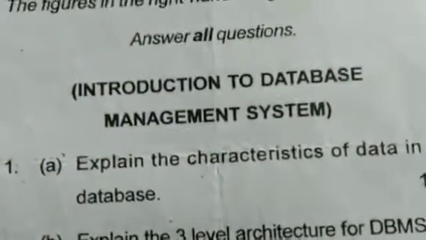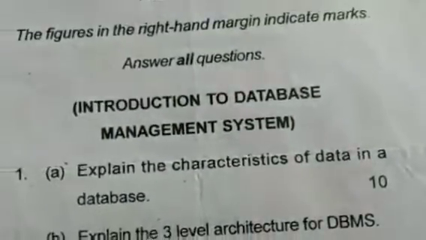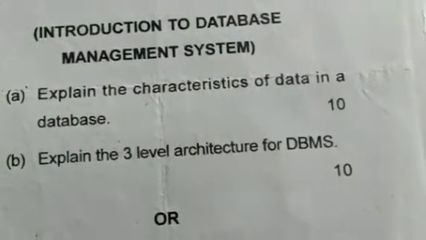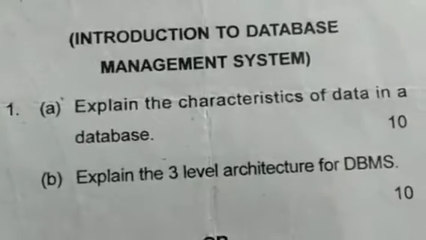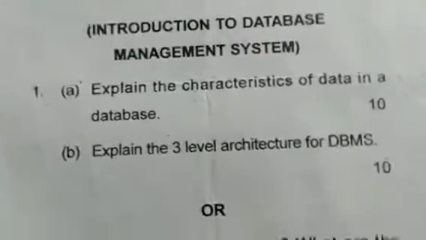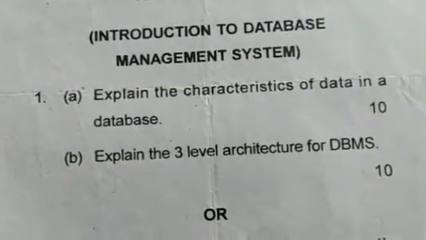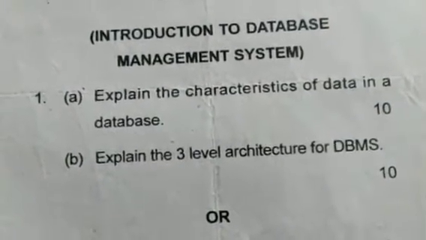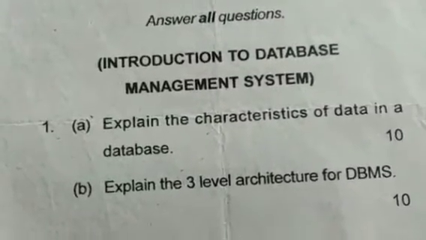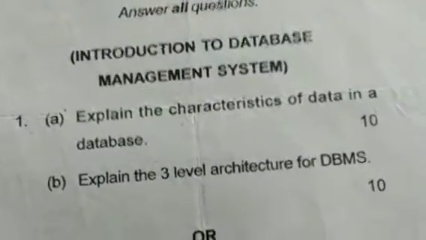Then the same question is repeating, three-level architectures of DBMS. Then what do we model data, data modeling, what are the objectives of data modeling, why are we using data modeling, to represent the system, that thing also we can write. And also construct an ER diagram for a railway reservation system.